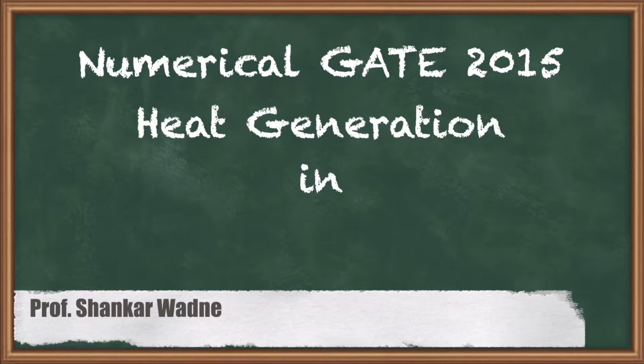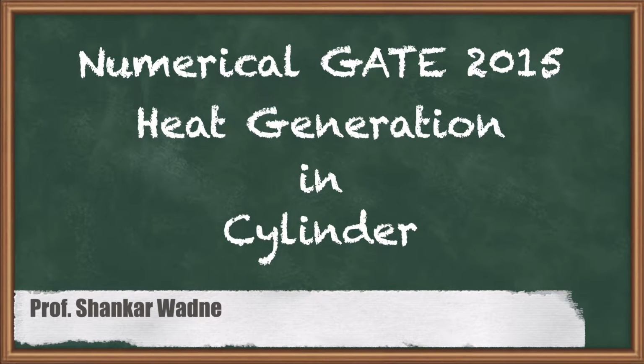Hello my dear students, in this lecture we are going to see one previous year GATE numerical. This question was asked in GATE 2015 for 2 marks in set 2. Basically this question is based on heat generation inside a cylinder, finding the wall temperature for a cylinder if there is a uniform heat generation inside the cylinder.